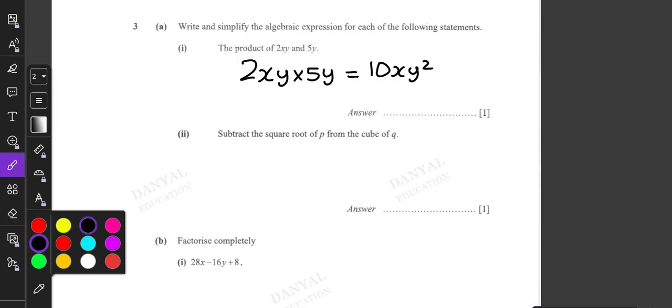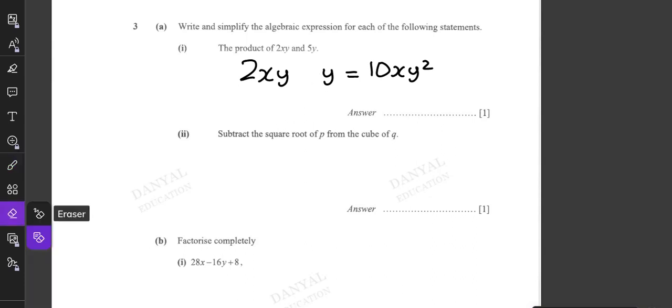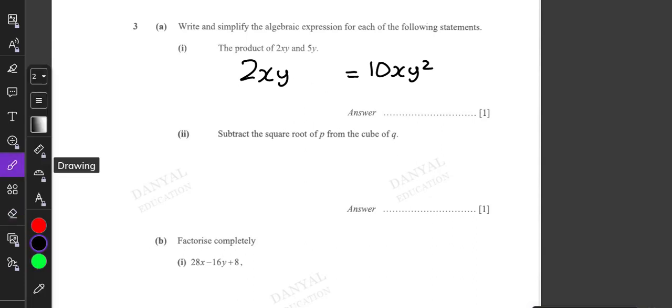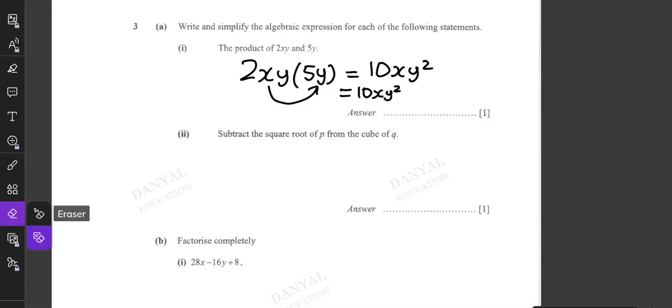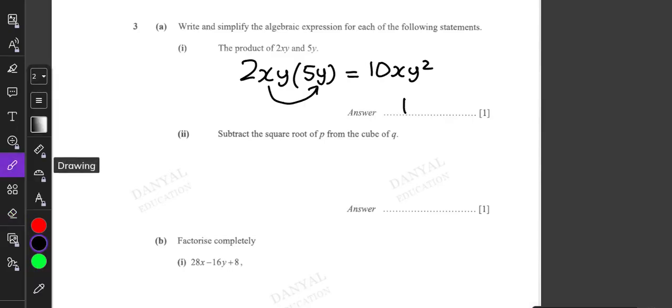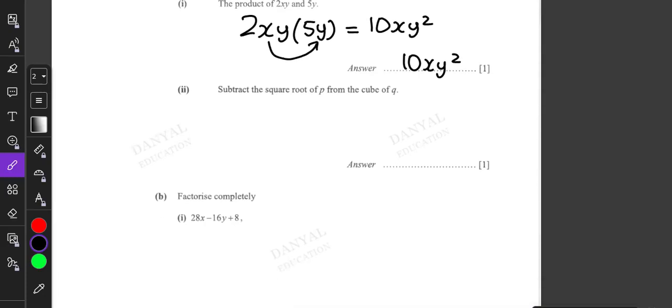Okay, easy. Yeah, because 2xy and then you bracket 5y. Okay, there's no such thing as times in algebra, so you need to bracket 5y. Okay, do your distribution method. Okay, the distributive law, right, and you get the same answer. Okay, 10xy squared.